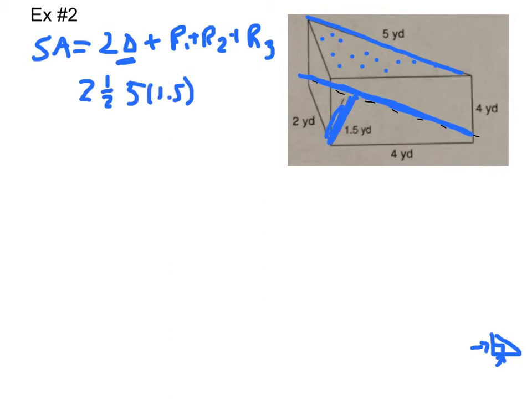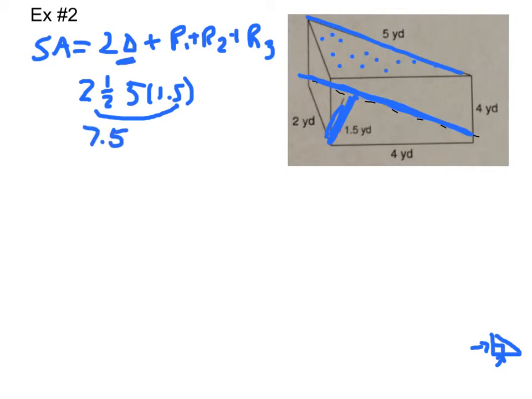So I think I did that somewhere here. 1/2 times 5 times 1.5, I think that's 3.75. Let me just check that out. 1/2 times 5 times 1.5. This is 3.75, and then you have to double that because there's a top and a bottom. So that would be 7.5. Now that's just the top and the bottom.